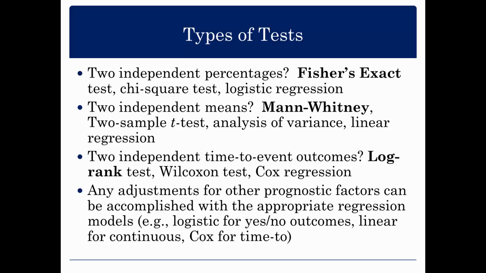And then, of course, any comparison between two groups, depending on the outcome, can be adjusted for other things using some kind of appropriate regression model. If you have a yes-no outcome, a categorical outcome, you could use something like logistic regression. If you have a continuous outcome, like a change in blood pressure, you could do linear regression. If you had a time-to-event outcome, the Cox regression is most appropriate.